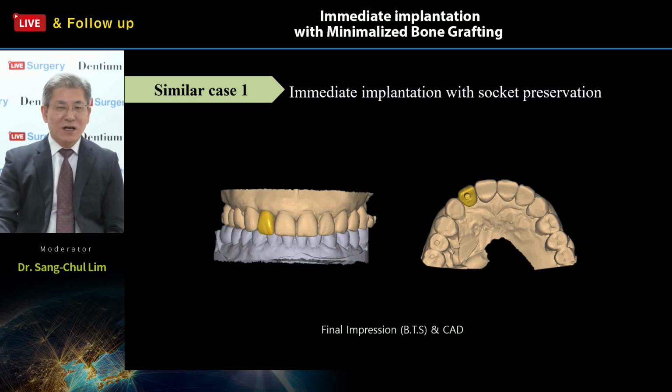After that, all the situation is stabilized, including the soft tissue and the emergence profile. And then we're going to do the final impression. At this point of the final impression procedure, I prefer to use this BTS procedure. BTS means bite tray scanning, a bite tray impression scanning system.